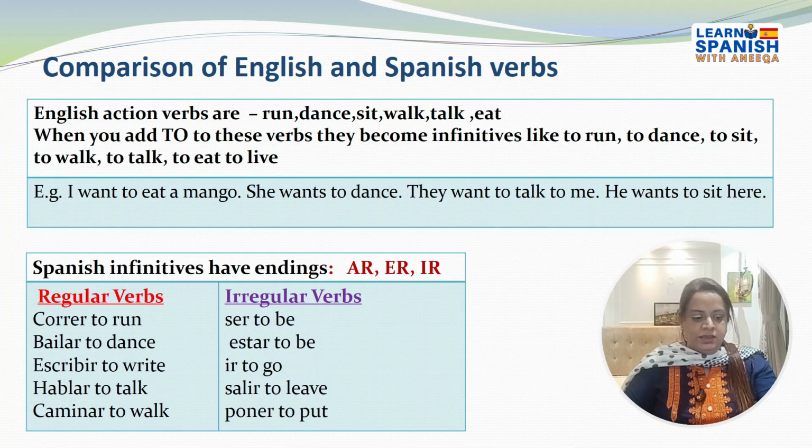In the same way, Spanish infinitives have endings. They do not have a "to", but they have endings like the AR ending, ER ending and IR ending, which are further classified as regular verbs and irregular verbs. Some examples of regular verbs are correr, to run, bailar, to dance, escribir, to write, hablar, to talk. The H is silent in Spanish. We don't say "hablar" with the H, we say "ablar". Caminar is to walk.